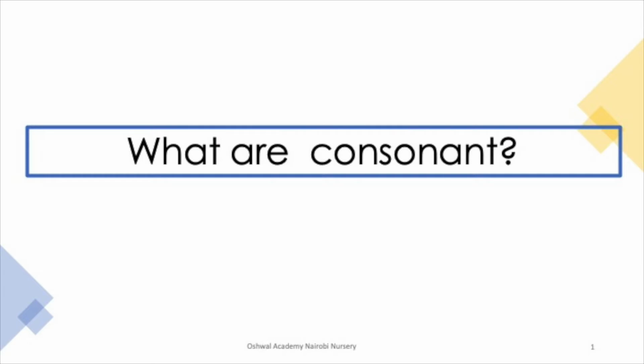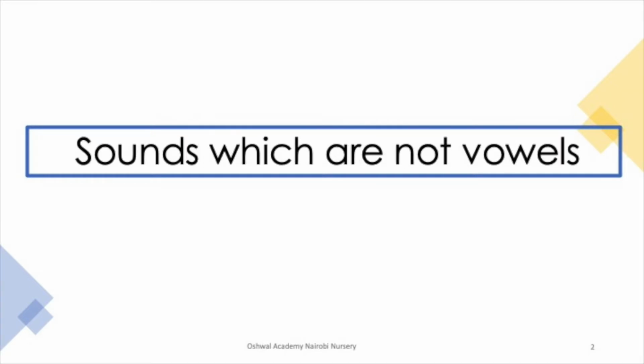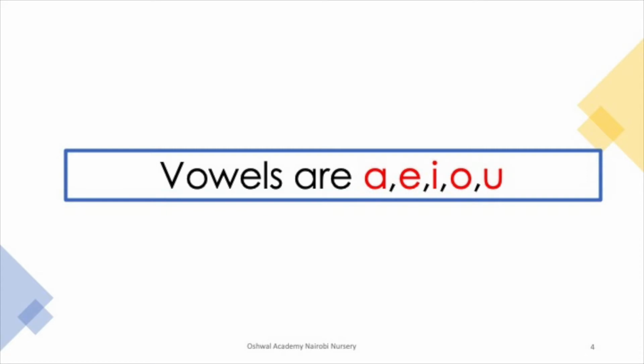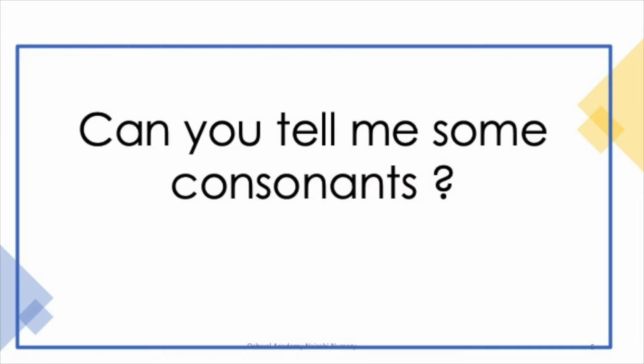Today we're going to learn about consonants. Sounds which are not vowels. All individual sounds which are not vowels. Can you tell me what are vowels? A, e, i, o, u. These are vowels. Now can you tell me some consonant sounds?